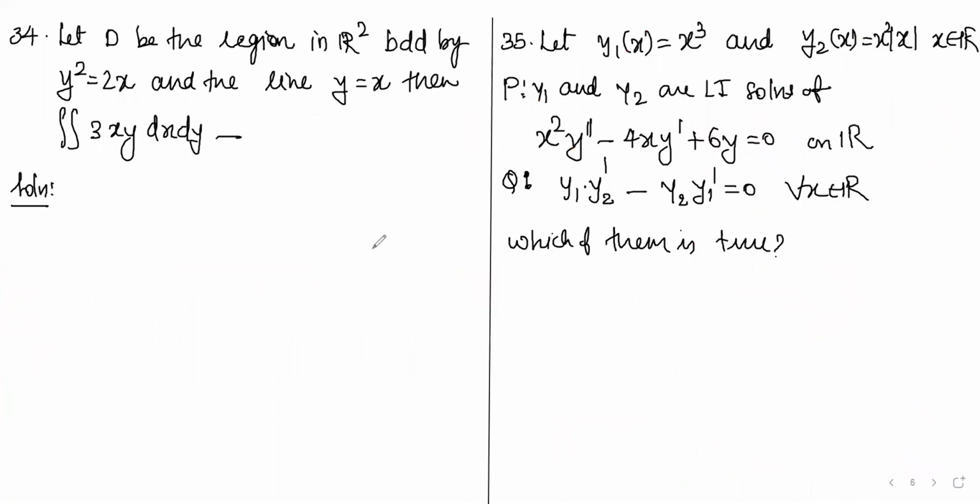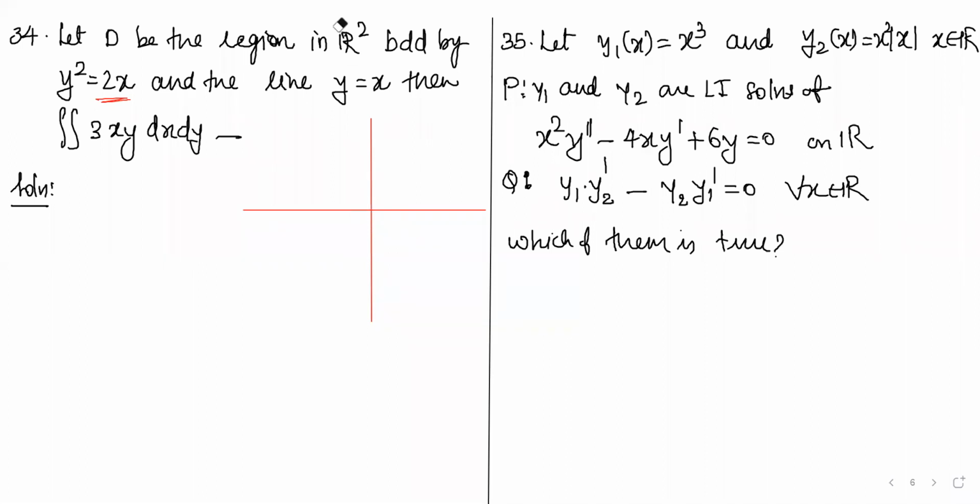Now look at this one. Very nice question. It says: if D is the region in R2 bounded by y square equal to 2x and the line y equal to x, then what is this integration? Well, it's just a double integration. So let us solve this. y square equal to 2x, so 2x is the right side parabola.